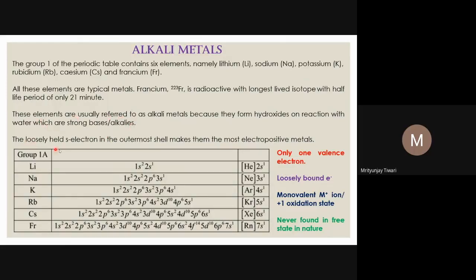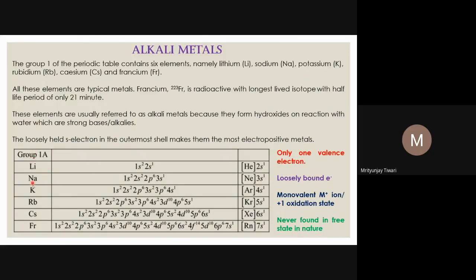The loosely held s electrons in the outermost shell make them the most electropositive metals. As I said, the outermost shell electron is loosely bound because of the weaker effective nuclear charge, and with weaker nuclear attraction the electrons can easily be removed. So they form cations very easily, and they have electropositive character because they can easily become positive.